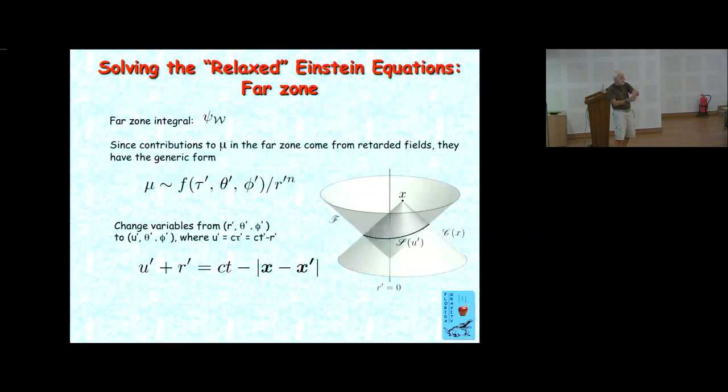Because remember, we've taken our solutions and stuck them back in, and they're already retarded because we've solved them by the retarded Green's functions. So all the contributions to mu in this far zone are made up of retarded functions plus functions of theta and phi, the angles, and they all, as it's easy to show, fall off with various powers of this distance to the nth power. You know, they're all fields that fall off with R, and so you get generic fall off. So there's retardation plus power law fall off in R.